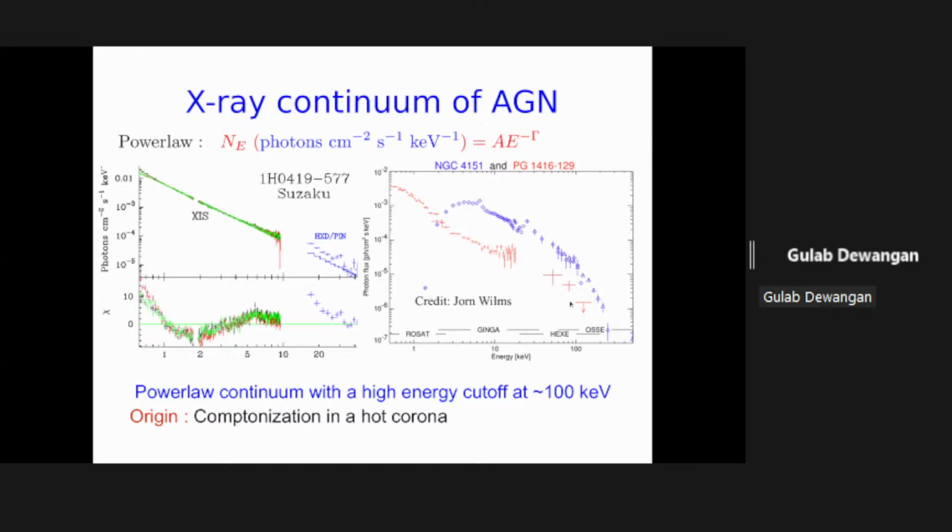Rather, it breaks at a few hundred keV. So there is a spectral break at a few hundred keV. So these are the kind of signatures. Other features we will see later on.